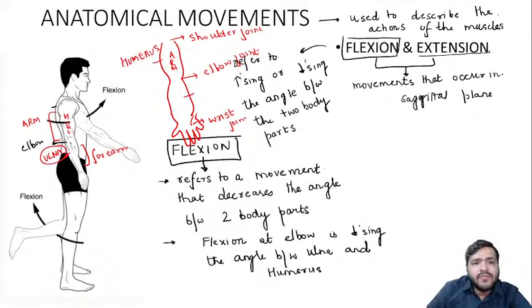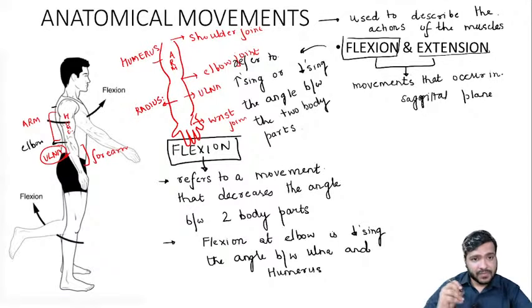On the medial side it is the ulna, and on the lateral side it is the radius bone. So whenever flexion takes place, the angle between the humerus and the ulna will decrease. Suppose this is the angle; if flexion takes place, the angle will try to decrease. So that is the flexion in the case of the elbow joint.